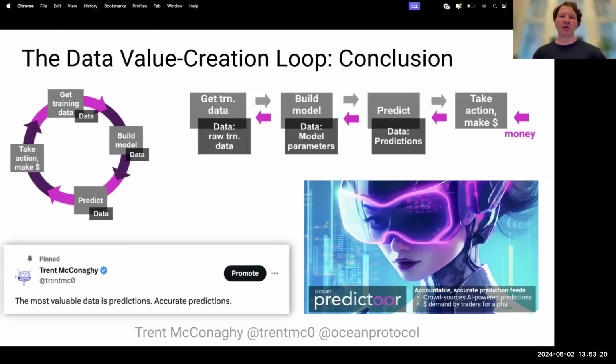And then for conclusion, just to wrap up, I talked about the data value creation loop, how it's a really great filter. Then if you unroll it, you get the data supply chain, top right. And a key thing there, from the theory, is that the most valuable data is predictions, accurate predictions. Then we took all this theory and we put our money where our mouth is within Ocean, and we rolled out Ocean Predictor, which has excellent traction and getting better all the time. So I'll open the floor to questions. Thank you very much, everyone.